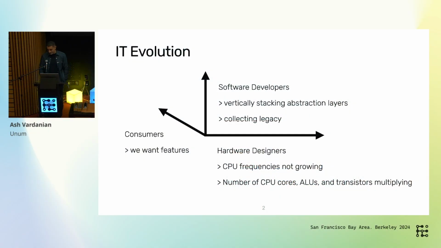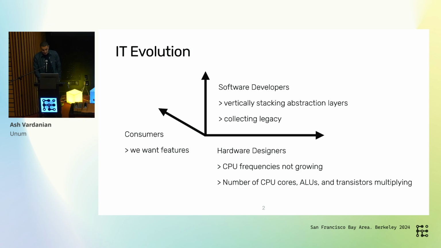So there's this weird thing that we see in software all the time. When the consumer comes in, they want features. The consumer can be anyone, can be another developer. Then we have the maintainers of open source projects who would say, okay, we're going to add that. And we're going to do that by stacking another layer of abstraction on top of it, which almost always results in collecting more legacy.